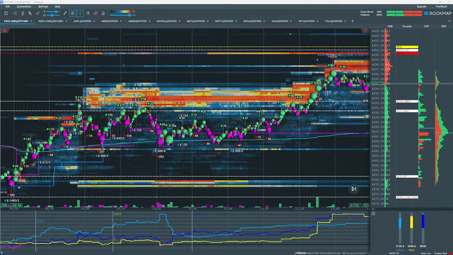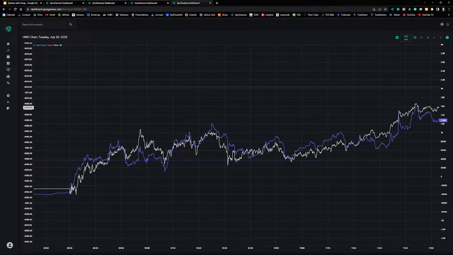All right, let's see what traders were doing. So let's go back to HERO. And HERO stands for Hedging Impact Real-Time Options. So this is the morning session from about 9:30 cash open until just before noon.